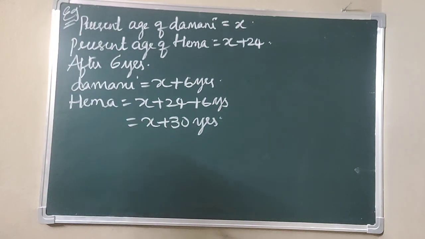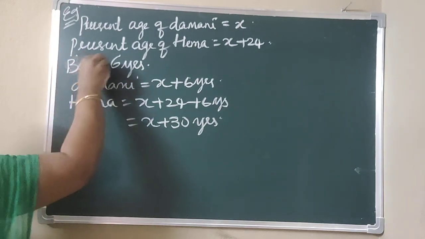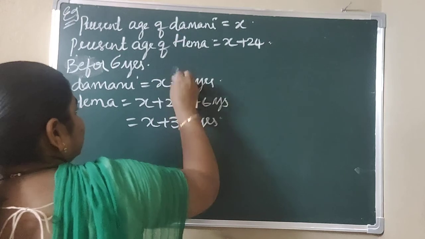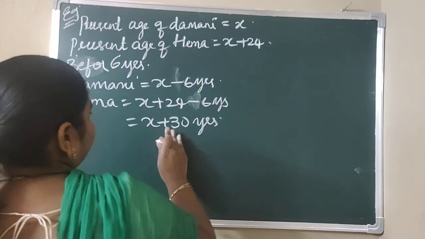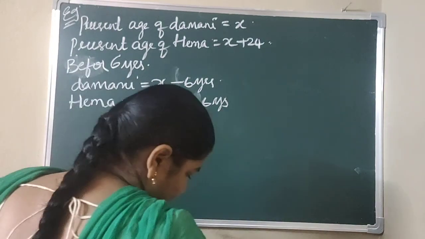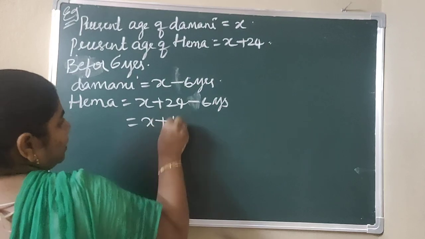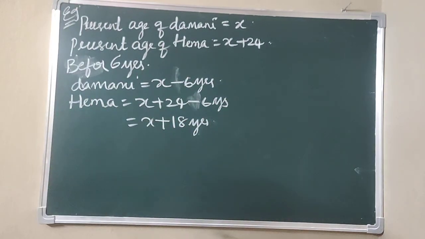Six years ago, not after. This is before 6 years. Before means here it will be minus. Here also it will be minus. So 24 minus 6 will be equal to 18, so x plus 18 years. They have asked not after, we are talking about before. So it is minus 6 and minus 6.